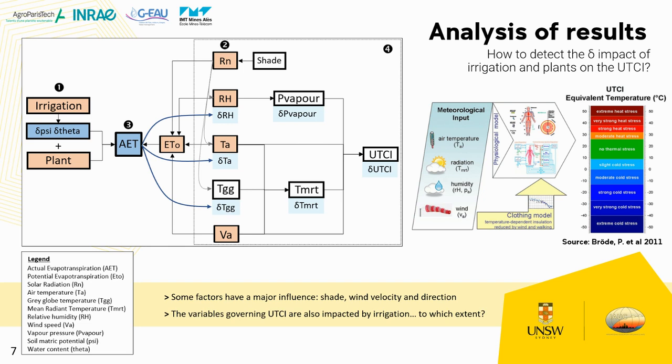So our current challenge is to identify what variation we can induce with the irrigation and plant, and also in the UTCI index.